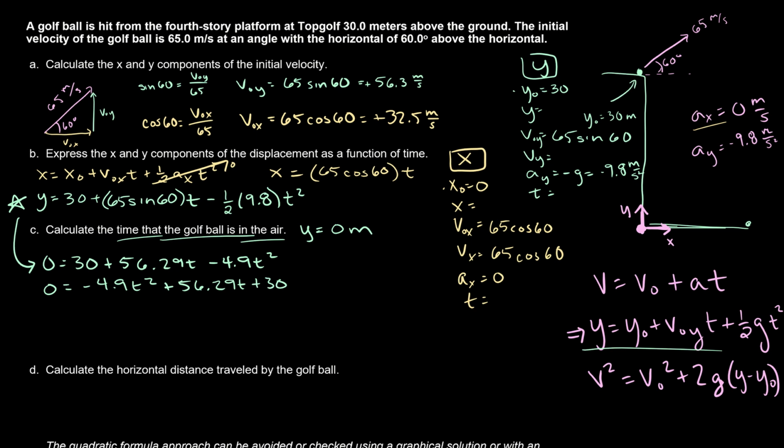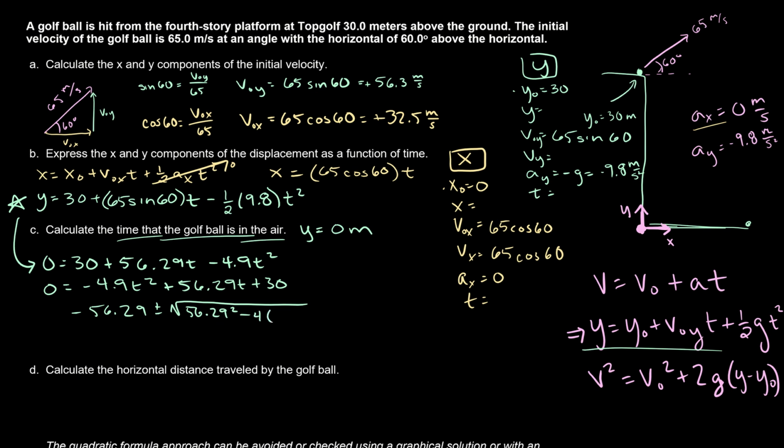Okay, my quadratic formula is negative b plus or minus the square root of b squared minus 4ac, all over 2a. So my b value is this 56.29, so negative 56.29 plus or minus the square root of 56.29 squared minus, oops, that's a 4. That's a terrible 4.